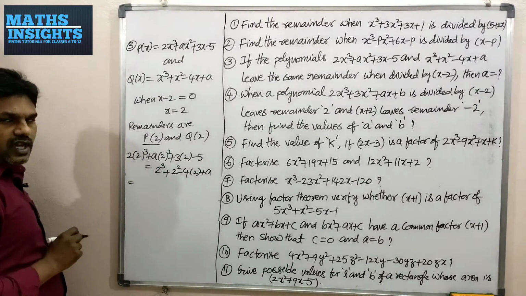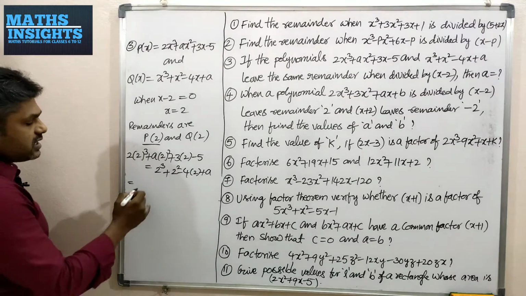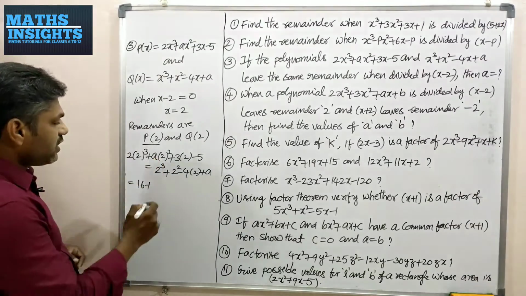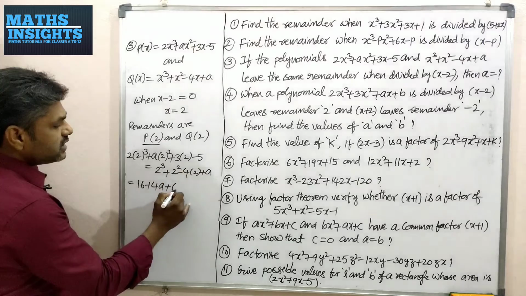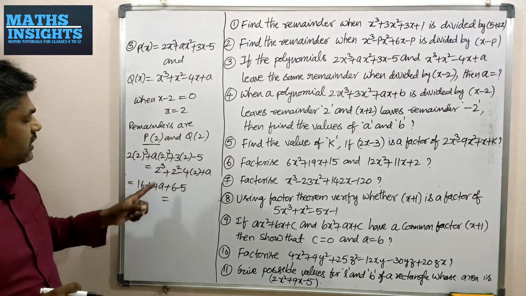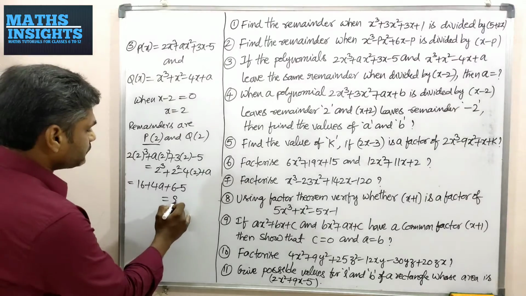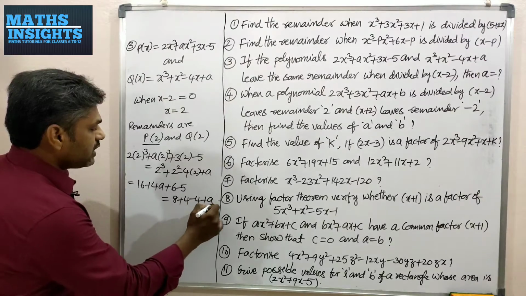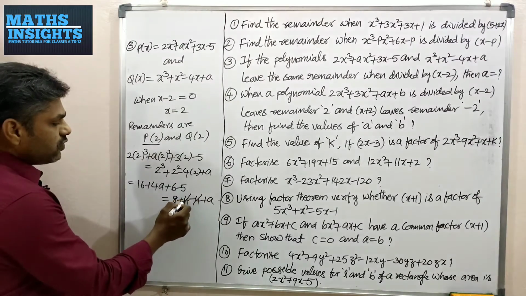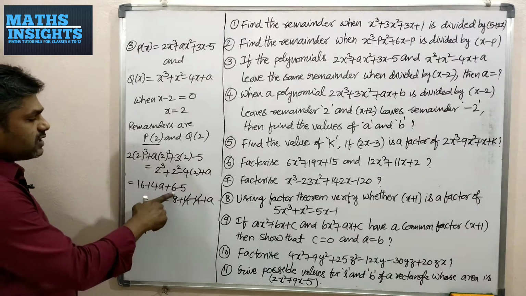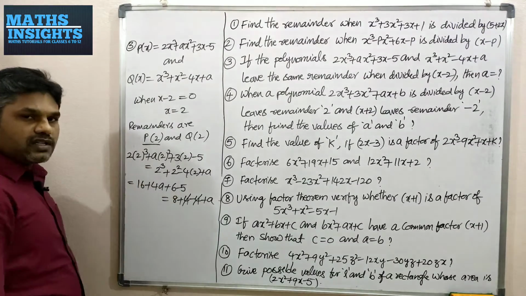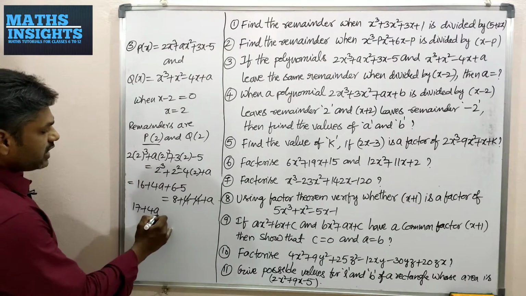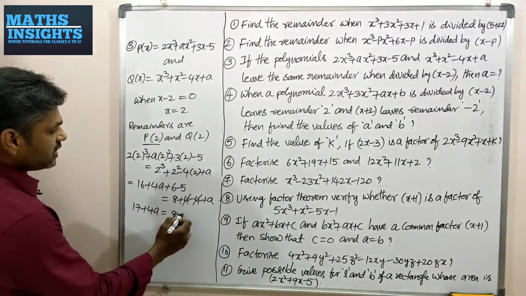See, 2 cube means 8, 8 twos are 16, plus this is 2 square, 2 square means 4, 4 into a will become 4a, plus 3 twos are 6 minus 5, is equal to 2 cube means 8, plus 2 square is 4, minus 4, plus a. Here you may cancel this minus 4 and plus 4, and 16 plus 6 is 22, 22 minus 5 will become 17. So 17 plus 4a equals 8 plus a.